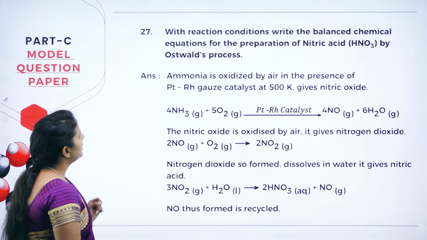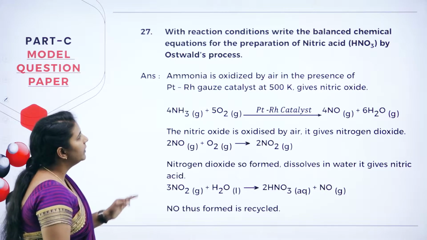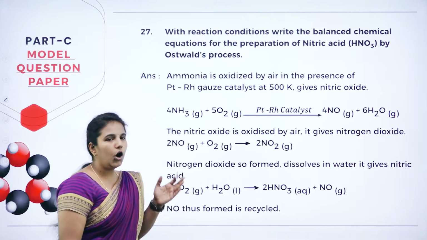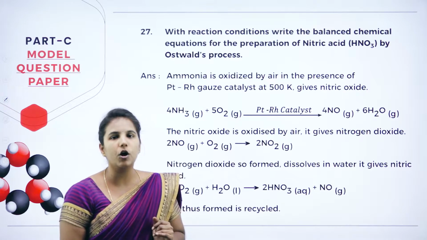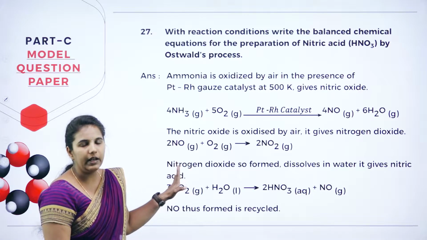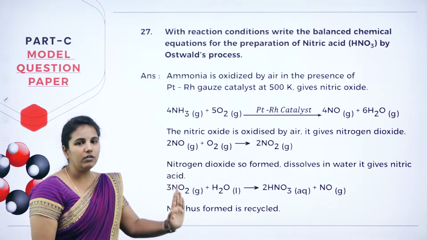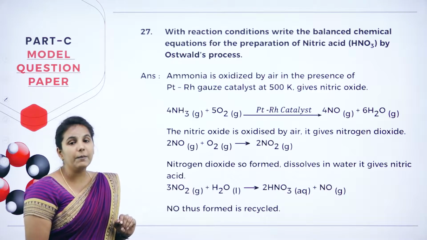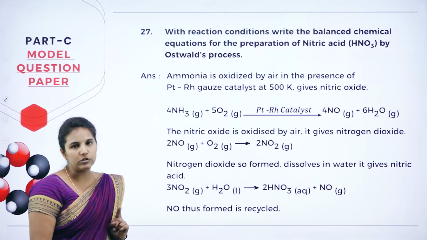Next we have, with the reaction conditions, write the balanced chemical equation for the preparation of nitric acid by Ostwald process. This is a question from the p block elements. So here again you need to write the reaction processes. How is nitric acid prepared by the Ostwald process?